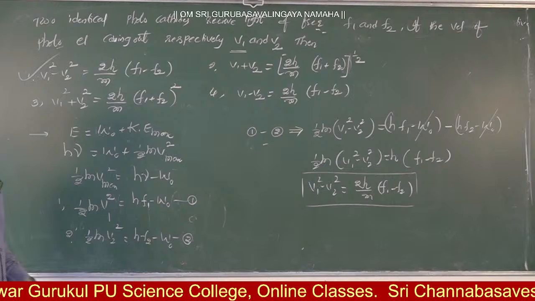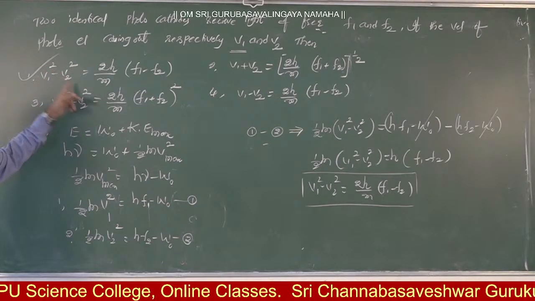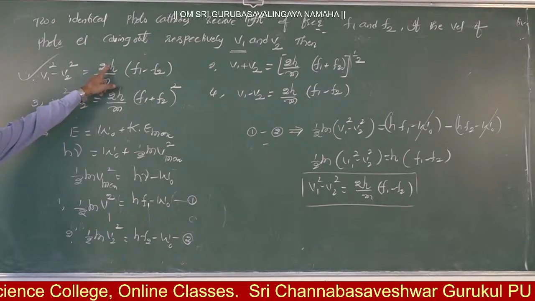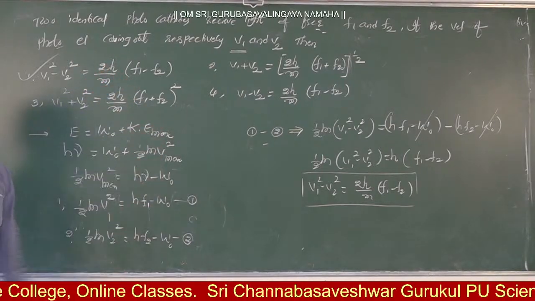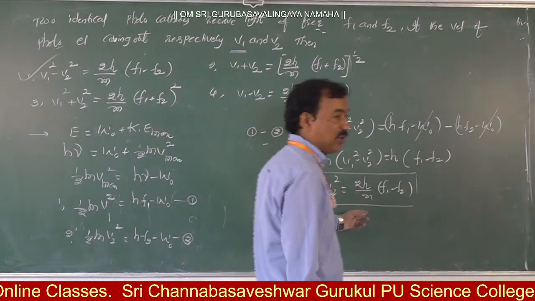Which is the correct option here? First option. So v1 square minus v2 square is equal to 2h by m into f1 minus f2.